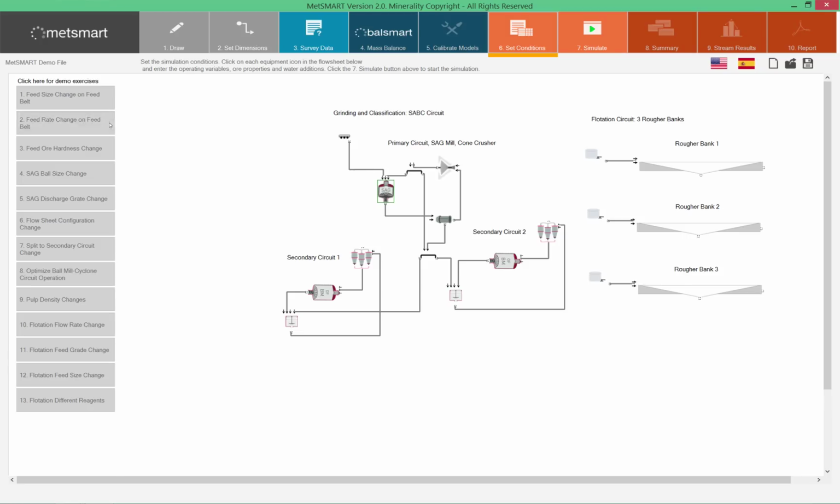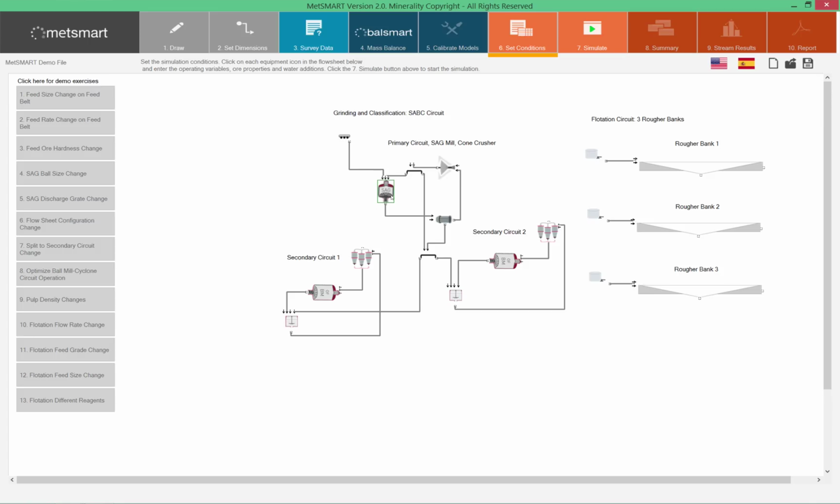For the second demo exercise, we will see what happens if you are forced to make a feed rate change on the feed belt. Now, when a plant is operating, this feed is usually varied to control a parameter in the SAG mill. So for example, if you control the mill load in the SAG mill to a specific set point, your feed rate would go up and down in order to maintain that set point.